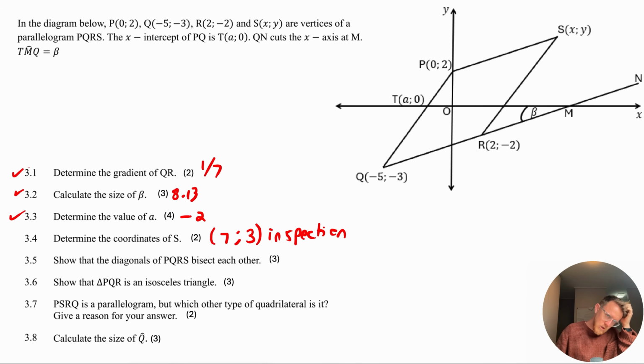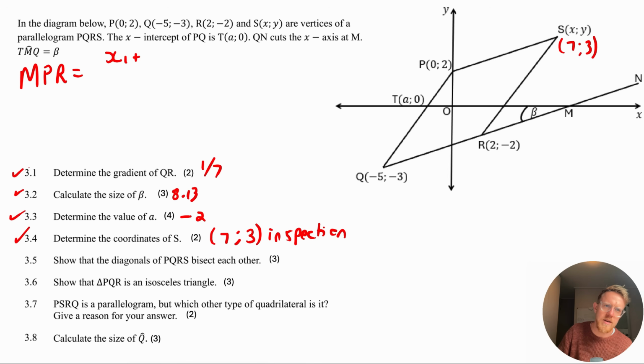Okay. Now, this question here says, so let's just also fill in here, 7 and 3. This question says, show that the diagonals bisect each other. Okay, so what that means is go find the midpoint of this one here, and then go find the midpoint of this one over here, and just show that you get the same value. So to work out the midpoint of PR, we use the midpoint formula, which is x1 plus x2 over 2, and then you do the same for the y values.